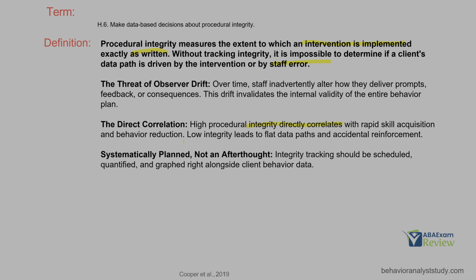And then, as always, this is also systematically planned. Remember, nothing is hoped for or wished for or waited for. We plan everything, okay? So integrity tracking, you should schedule it when you're going to do it. You should quantify it, and ideally, you want to graph integrity next to behavior data. So we can see integrity is high, we're seeing the changes we want. Or we're not seeing the changes we want, but integrity is high. What does that mean for treatment?